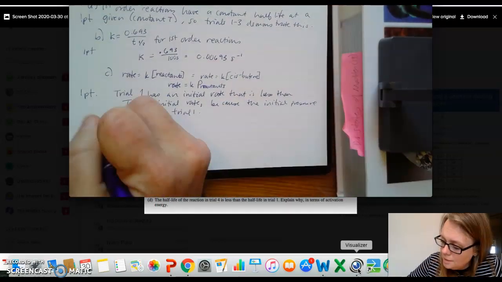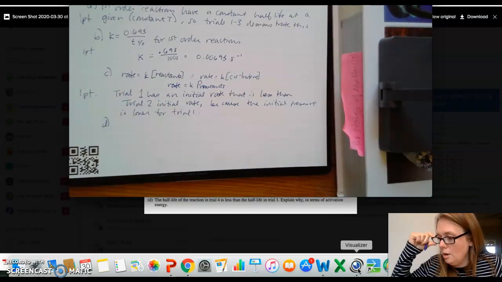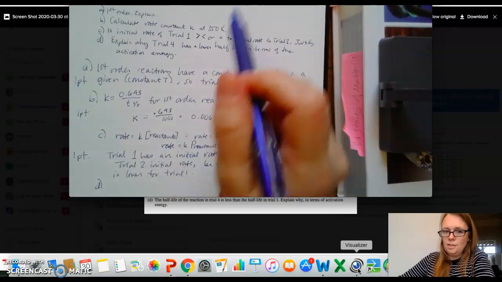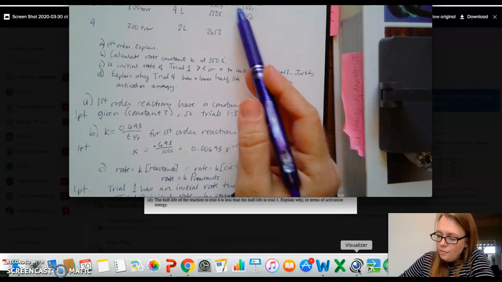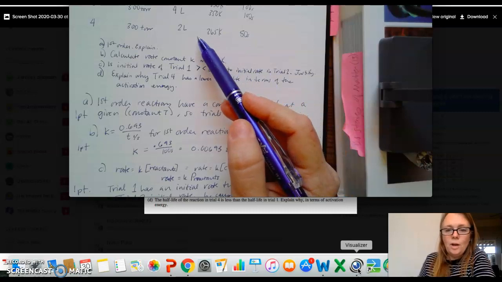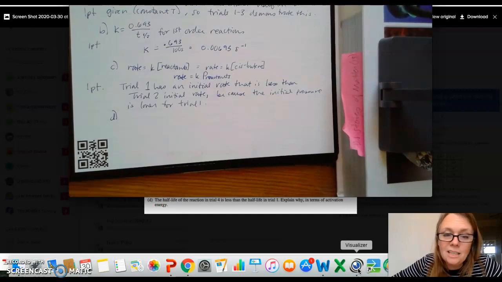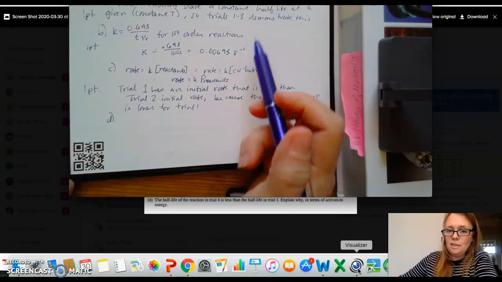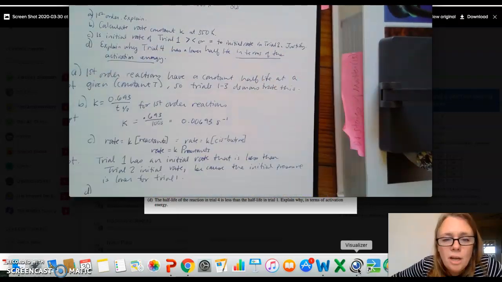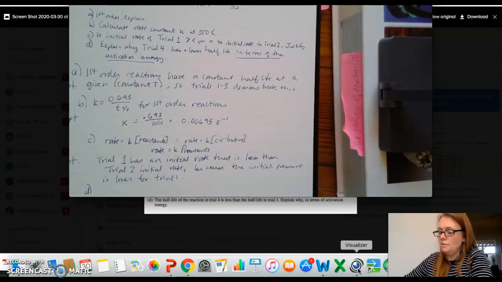All right, so the last point, part D, says explain why trial 4 has a lower half-life. Did you notice that the half-life is 100 seconds when we're at 350 Kelvin? The half-life drops to half of that, 50 seconds, at a higher temperature. Why is that true? Part D asks us to explain that in terms of the activation energy. When they tell you in terms of the activation energy, you better use their cue as a clue to guide you on how to think about this.